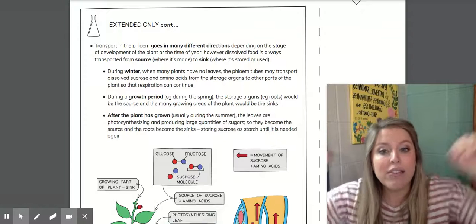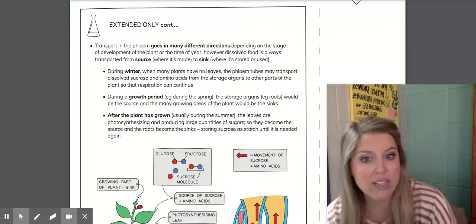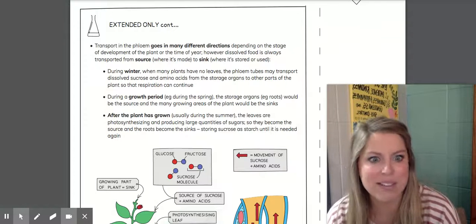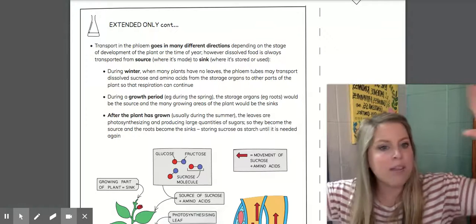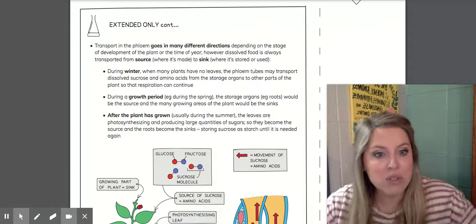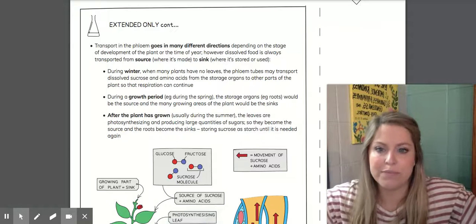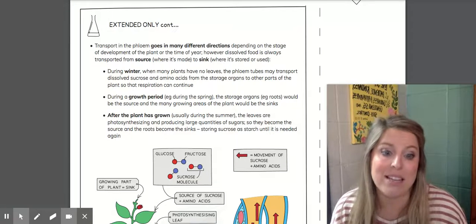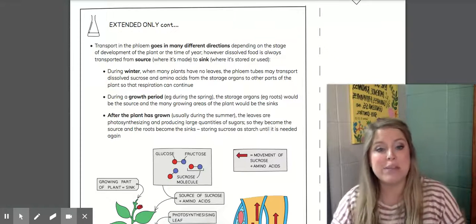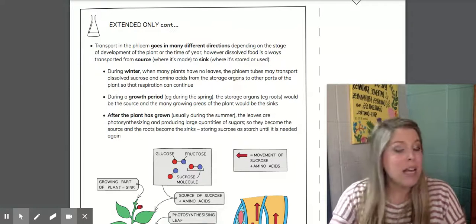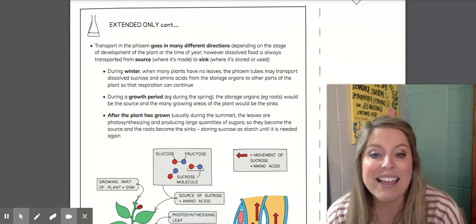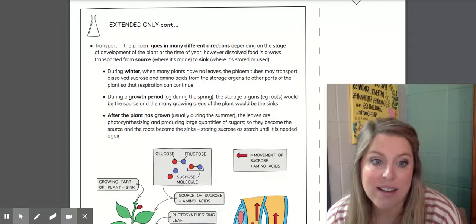But after the plant has grown, so think about we've changed now into the summer, the leaves are photosynthesizing. They're producing large amounts of sugar because they've got the sunshine. We have more sun during the daylight hours. So now those leaves become the source. They're creating their own energy. And the roots are going to become the sinks because the leaves are taking care of the job of providing energy. But now we need some energy at the roots to go and absorb other nutrients. So those roots now become the sinks, and they need to store the sucrose as starch until it's needed again.